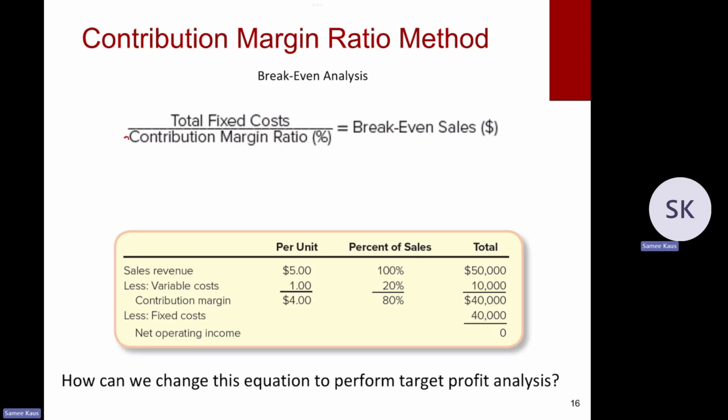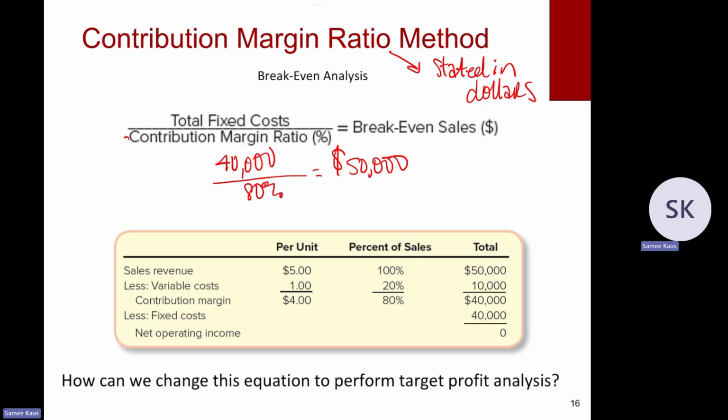So I still have $40,000 in fixed costs I need to cover. And again, now I have an 80% contribution margin ratio. And if you do the math on that, that's going to give me 50,000. Now, what's really important to understand here is this 50,000 is stated in terms of dollars. So my contribution margin ratio method is stated in dollars.